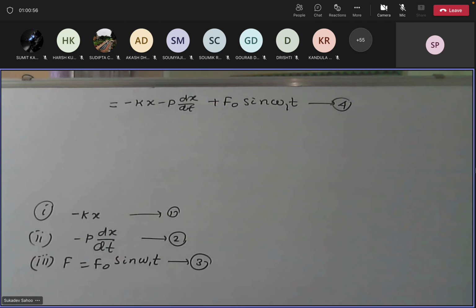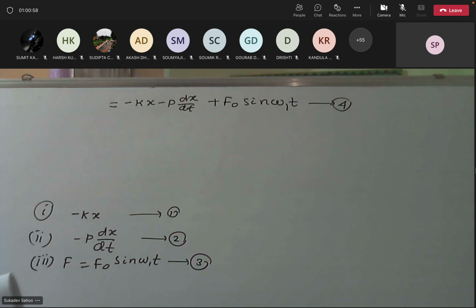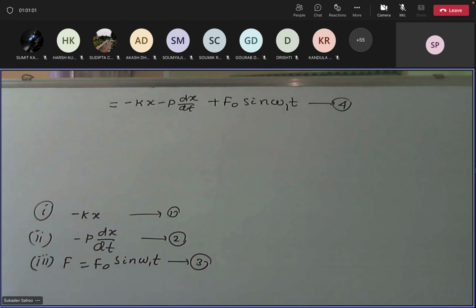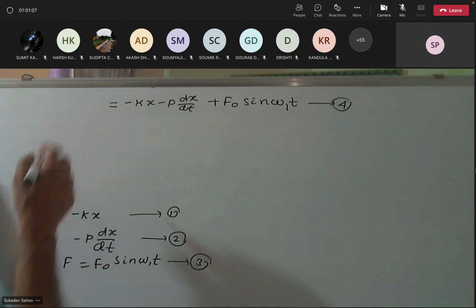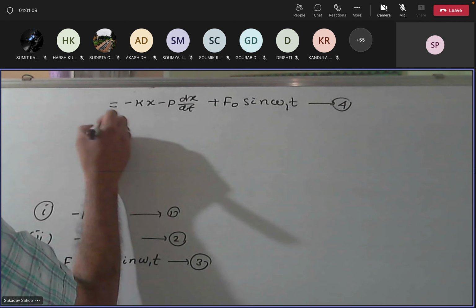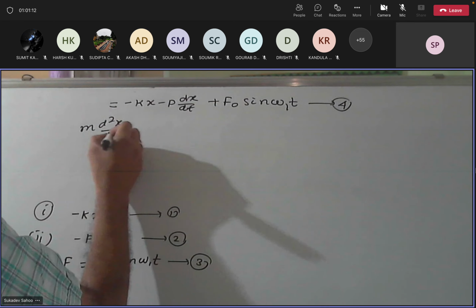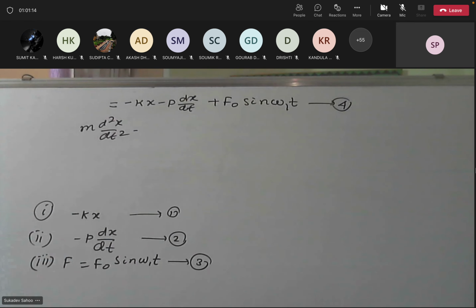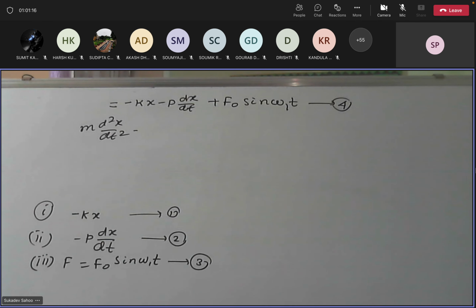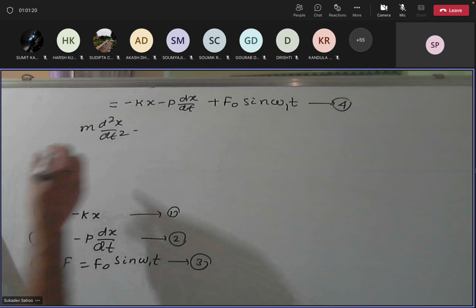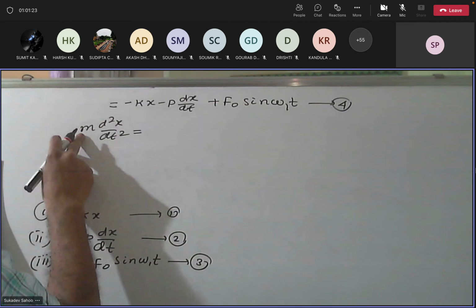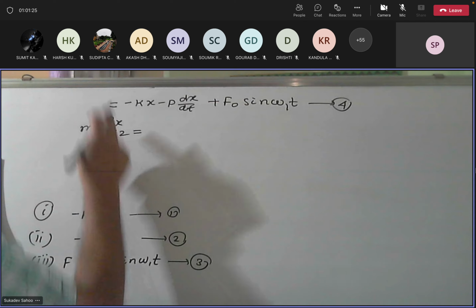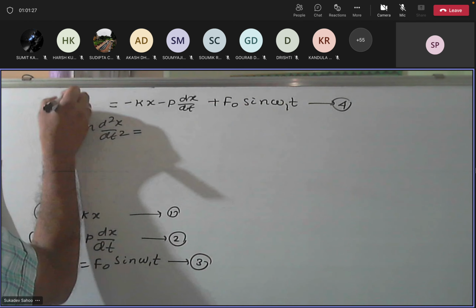Again, from Newton's second law of motion, we know the net inertial force acting on the body equals m d square x by dt square, where m is the mass of the body and d square x by dt square is the acceleration. So we can write m d square x by dt square equal to this one. I am writing here.